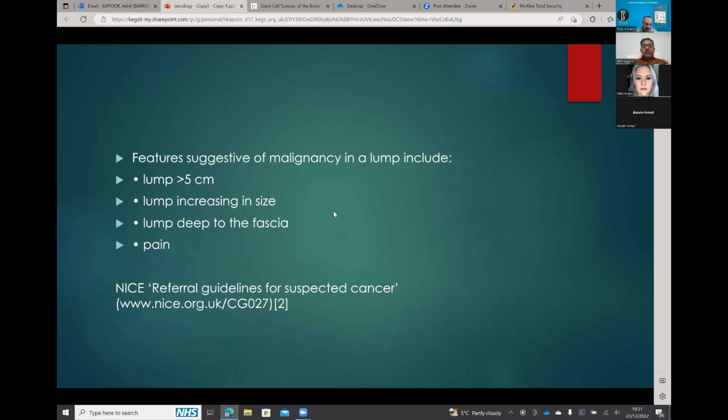Often you see lumps and bumps in the body, and you may think, what are the clues that this could be something more sinister or serious? Some of the key things that suggest this could be a malignancy are: if the lump is extensive or significantly big in size, more than 5 centimeters; if the lump has been progressively increasing in size; if you do a CT, an MRI scan or an ultrasound scan and you find that the lump is deeper to the fascia and in deeper tissues, you need to have a high index of suspicion that this could be a malignancy; and if it's associated with pain.